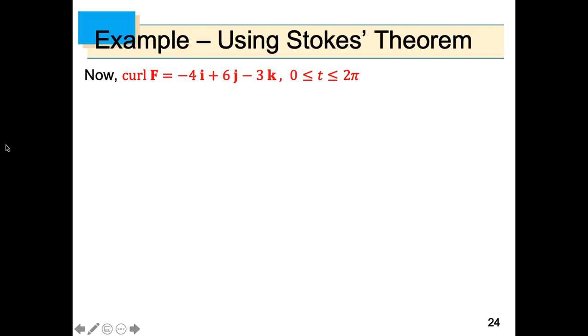So let's evaluate the surface integral. It's pretty easy to see that the curl of the vector field is going to be negative 4i plus 6j minus 3k. And we're going to get a cross product here. If you take the partial of r with respect to x, cross with the partial of r with respect to y, you end up with 2x i plus 2y j plus k. That's going to give us our normal vector.